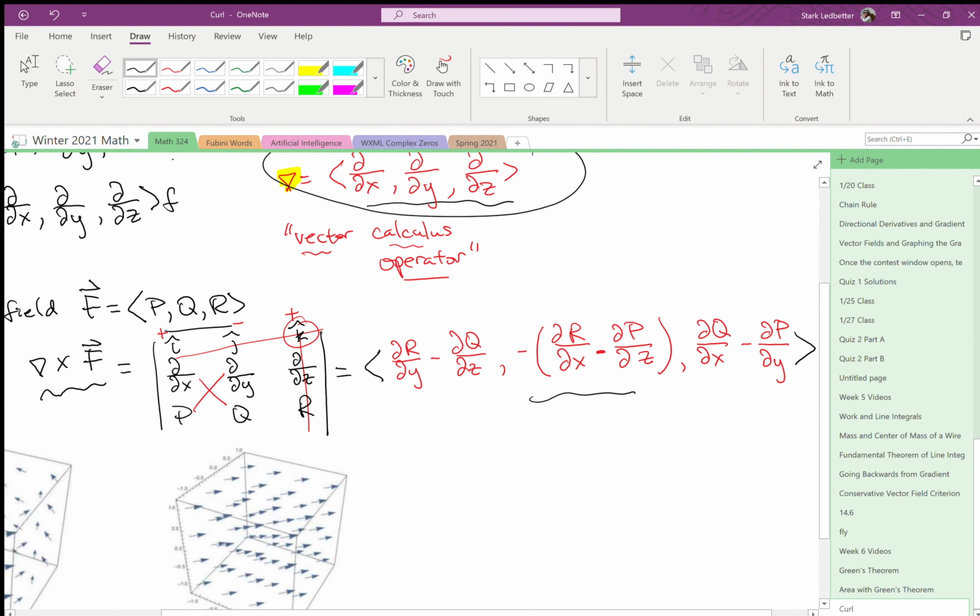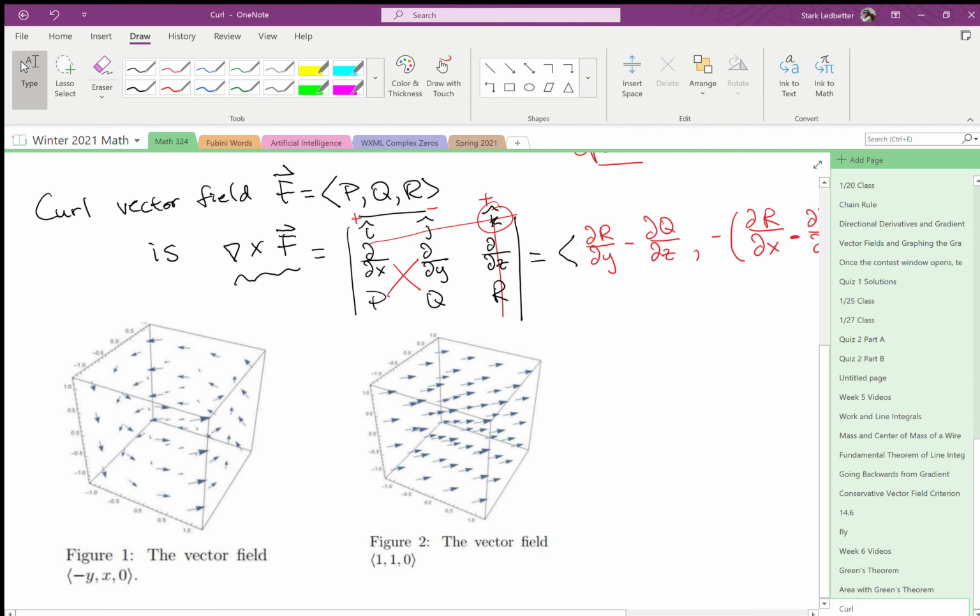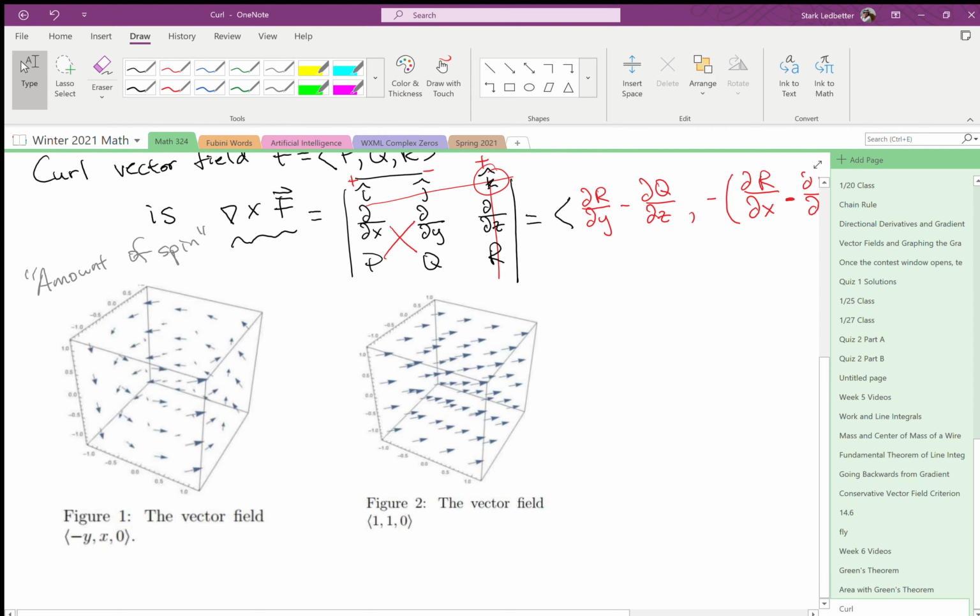Okay, and then you can distribute the negative sign and simplify that. So what does curl mean? Curl tells you the amount of spin in a vector field. So let's say you have water or wind vectors. Like in this one, let's say water vectors. This would be a whirlpool, and this would be just a current moving in one direction. Okay, so let's calculate the curl of these.